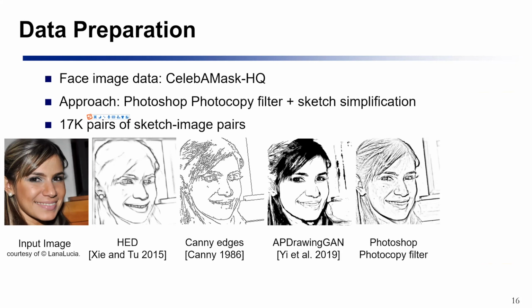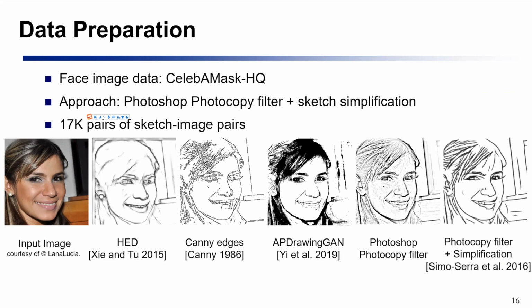We also resorted to the photocopy filter in Photoshop, which preserves facial details but meanwhile brings excessive noise. By applying the sketch simplification method to the result of the photocopy filter, we could get an edge map with the noise reduced and the lines better resembling hand-drawn sketches. We thus adopt this approach to prepare the training dataset, which contains 17,000 sketch-image pairs.